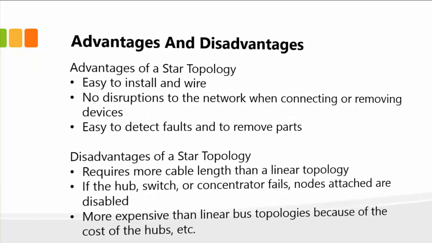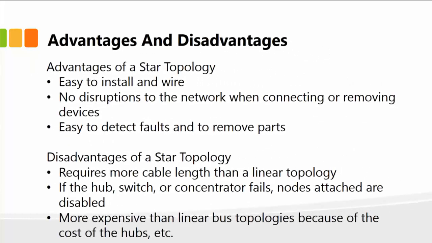The advantages and disadvantages of the star topology: It's easy to install, no disruptions to the network, easy to detect faults and to remove parts. But there are also disadvantages. It requires more cable length, because you can imagine that within the star you have cables coming from one computer to the switch, to the centralized device, and then additional cables going out as well.